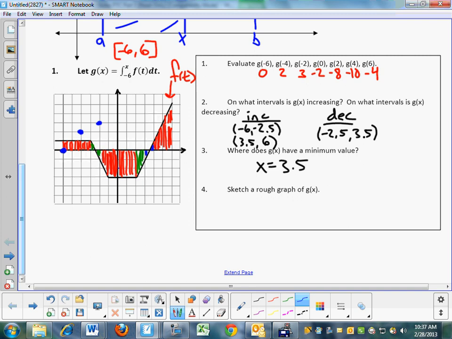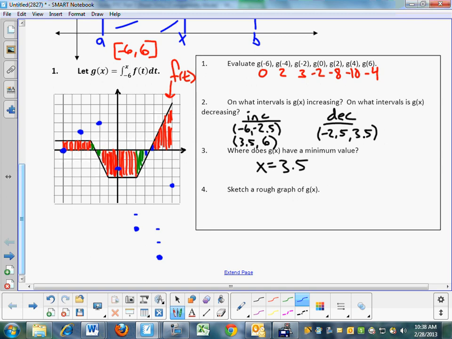G of 0 is negative 2. G of 2 is negative 8. 1, 2, 3, 4, 5, 6, 7, 8. You can draw tick marks. G of 4 is negative 10. And then G of 6 is negative 4.